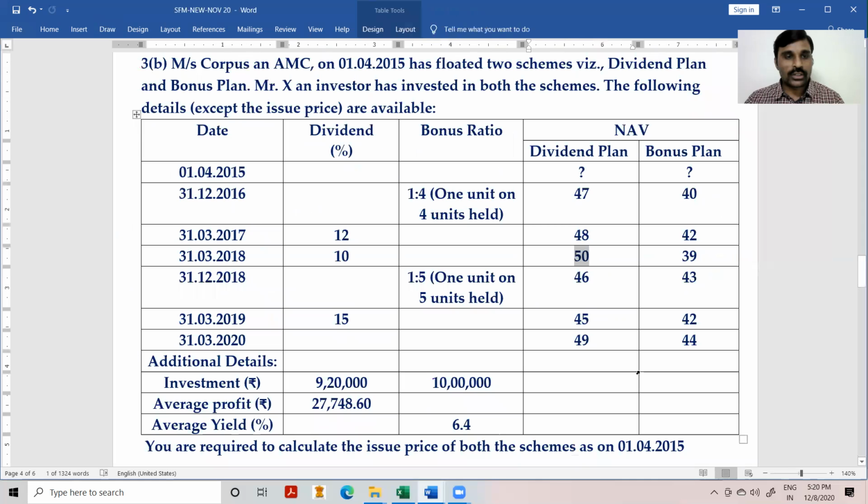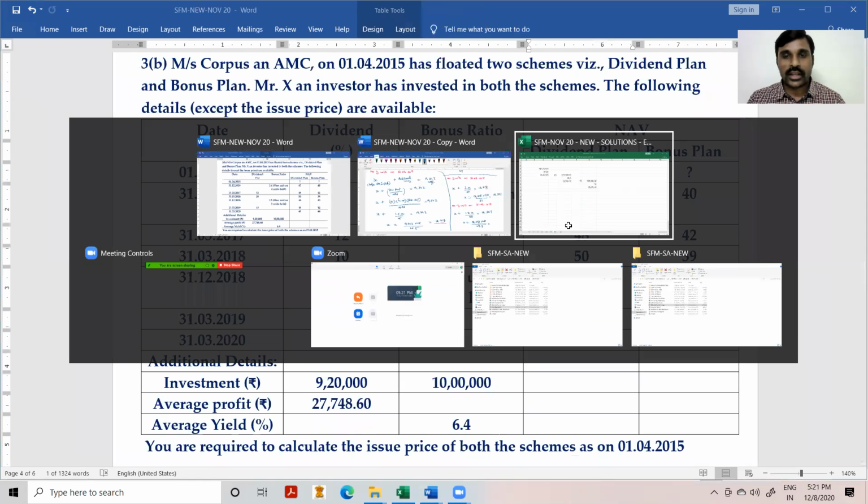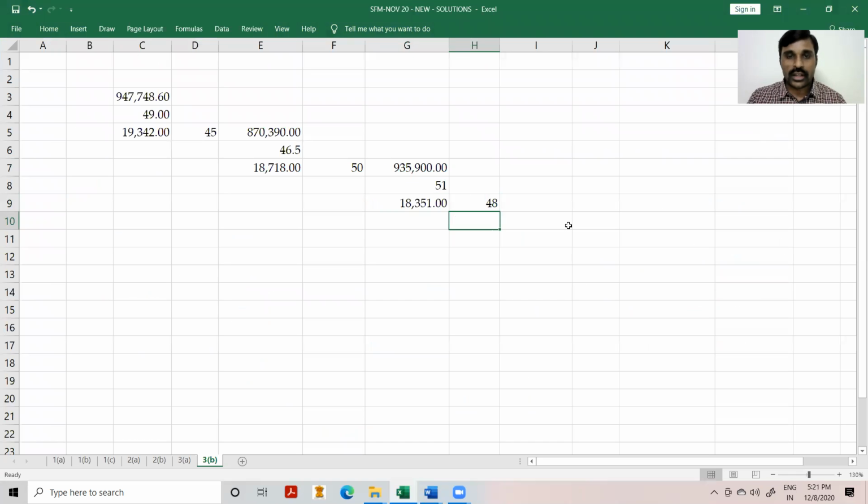What is the NAV on 31st March 2017? NAV of the dividend plan is 48. So, 18,351. Therefore, X is equal to 18,351 into 48 divided by 49.2. Therefore, it will be 17,903 units.